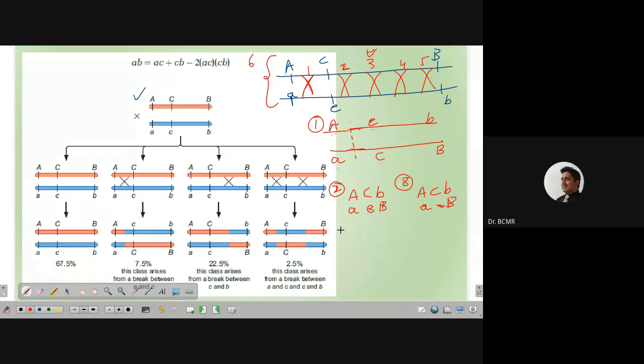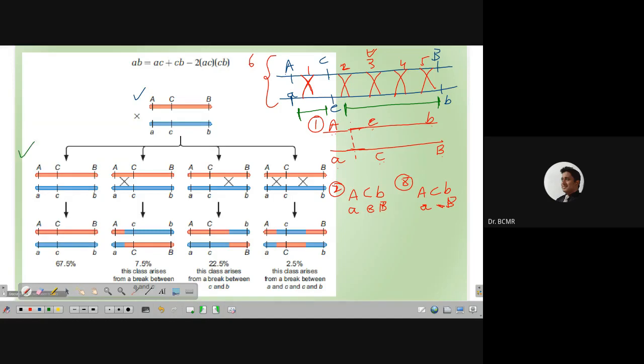So what you will notice is that as the space between AC and CB is more, there is more probability of crossing over occurring between C and B. Therefore, they are likely to find different combinations. We'll try to watch it on some animation someday, and I hope I'll share it, and you can probably see it there.